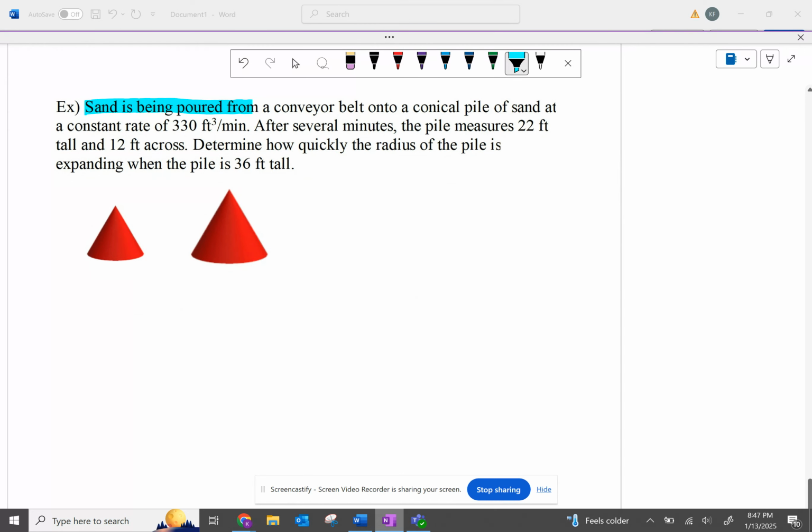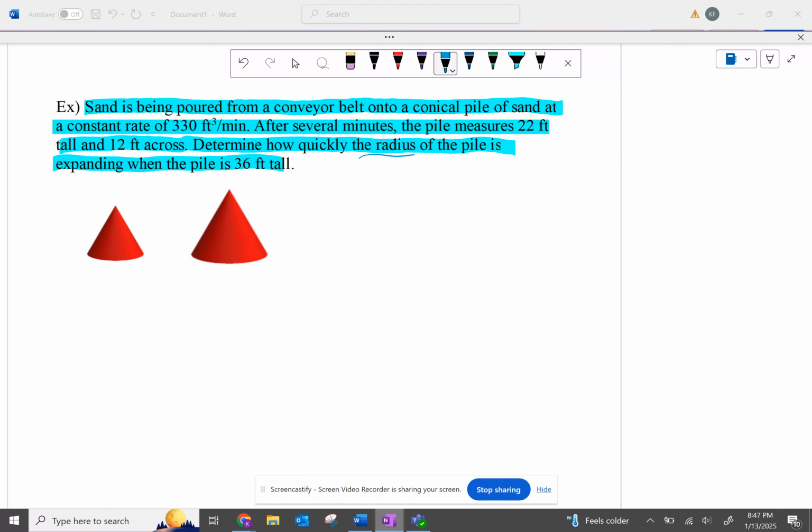Sand is being poured from a conveyor belt onto a conical pile of sand. Sounds familiar. At a constant rate of 330 cubic feet per minute. Sounds really similar. After several minutes, the pile measures 22 feet, this is like the same problem, and 12 feet across. Determine how quickly the radius of the pile is changing when it's 36 feet tall. So at the same moment in time, we're just interested in what's the rate of change of the radius.